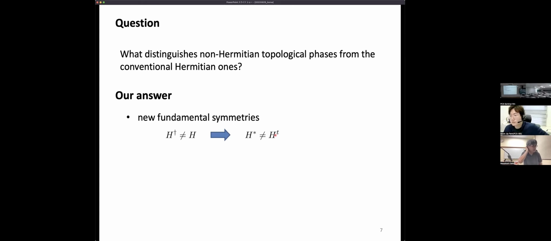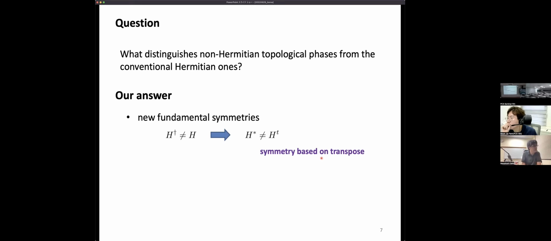And as you know, usually to define the time reversal symmetry and the particle-hole symmetry, we use complex conjugation. But this implies that we can use the transpose to define the symmetries. So we can obtain symmetries based on the transpose. This actually enhanced the possible symmetries, and we can enhance the 10 symmetry classes into 38 classes.